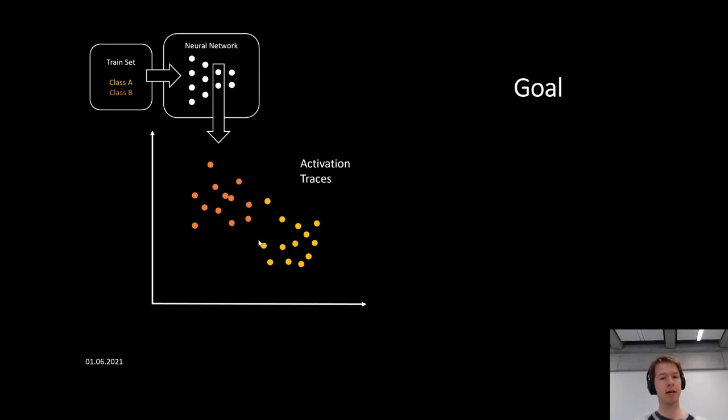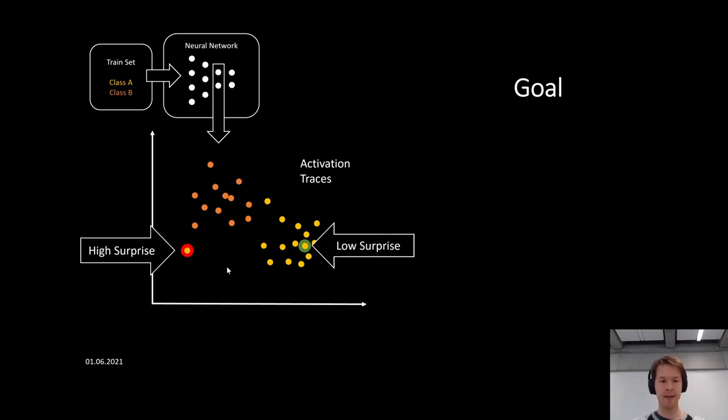But surprise adequacy actually uses this by saying, hey, if we have a point with a prediction of class A, and it's in the middle of the data points for class A, then it has a low surprise. If, on the other hand, a point has prediction class A and it's very far away from the class A cluster, then it's highly surprising. Now, this is the general idea. This is the goal behind surprise adequacy.